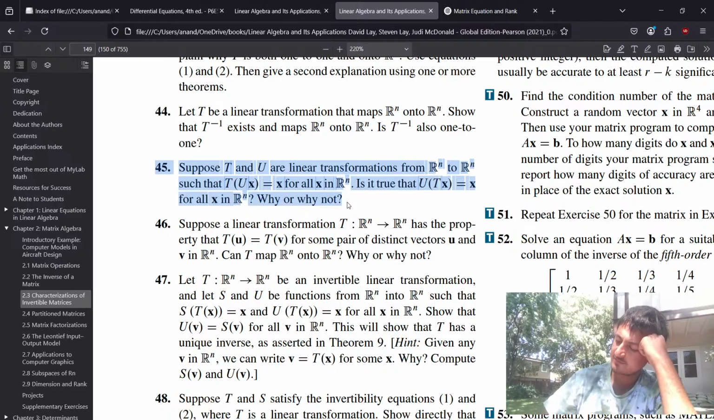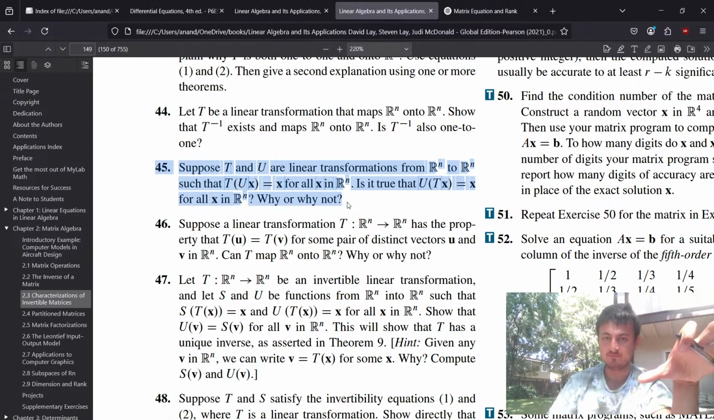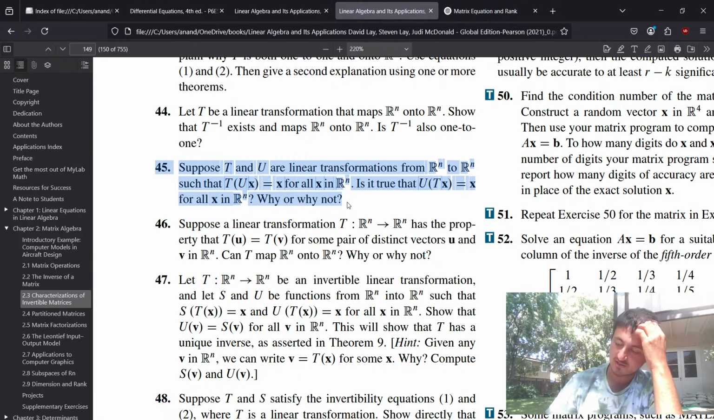So then T times U is equal to the identity in a way. It's not the identity. I mean, it's the identity function, really. Because these are transformations we're talking about, and it's not specifically. Well, I guess it is, because since it's from Rn to Rn, then it has a standard matrix. So we could just associate T and U with their standard matrices. And so that means that T is equal to U inverse.